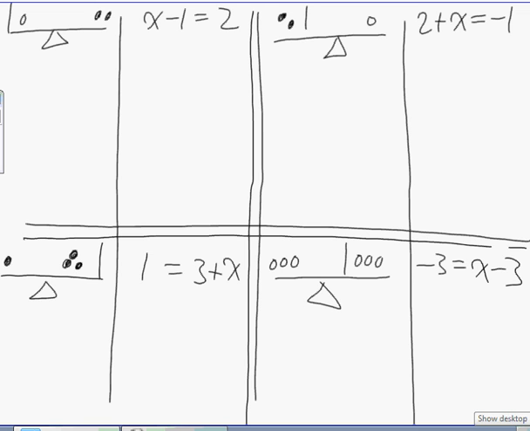Okay, this is grade 8, 8C. This is your warm-up for algebra. What chapter is this? This is chapter 10 in your book. This is our grade 7 review of one-step algebraic equations.